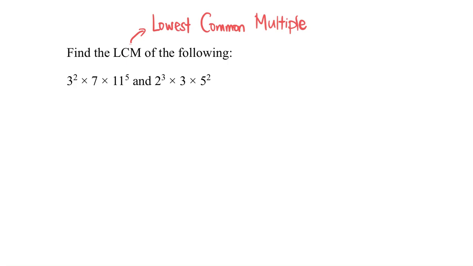Everyone, welcome to this video where we are required to find the LCM of the following numbers that are expressed as a product of their prime factors in index notation. So for the lowest common multiple, in order to ensure that this multiple has all the factors of both numbers, we have to select the highest power of each prime factor as we compare them.